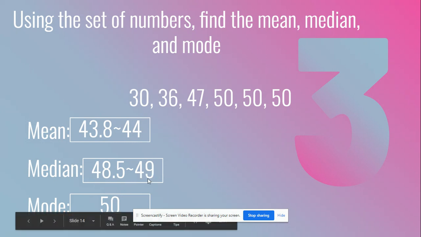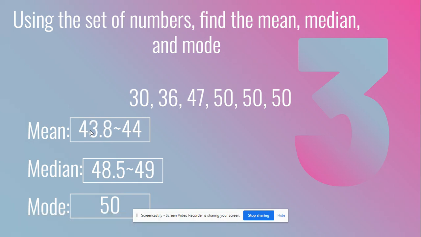Now, if you happen to not round up your number, that is okay, all right? But I'm just showing you that if you were told to round it up, that is how you would get that answer. And the mean is when you add all 6 of those numbers up and divide them by 6, and that gives you 43.8. And the 8 is going to round that 3 up to a 4, so you would get 44.